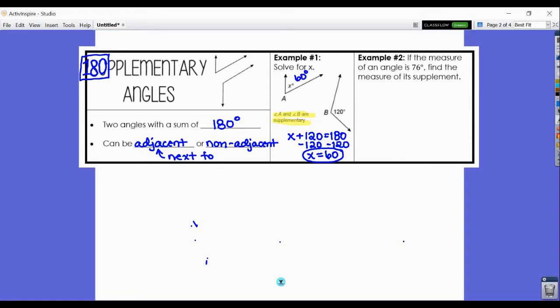For example 2, we have if the measure of an angle is 76 degrees, find the measure of its supplement. So again, one word that comes out in this problem is supplement. It means they're going to add up to 180 together. So all I do is I take 180 and I subtract the angle I know. I know these two add up to 180 together. I only know the 76 degrees of it. How much is left for that other angle? So I go ahead and subtract, and my answer comes out to be 104 degrees.